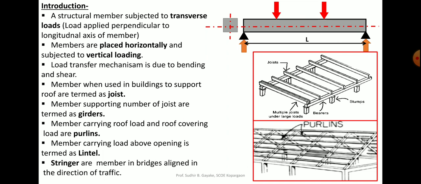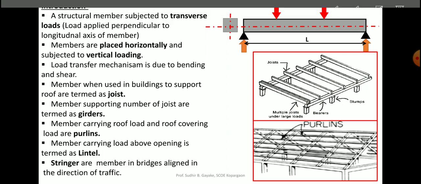Initially, the load transfer mechanism is due to bending and shear. So the load-taking capacity of these flexural sections is because of the bending capacity and shear capacity of the section. When a member used in a building supports roof load, it is called a joist. In the adjacent figure you can see these are joists, which are supported by bearers, correct. In short, these bearers take the load of all the joists, and the joists are subjected to lighter loading compared with the bearers. Members supporting a number of joists are generally called girders, or bearers.